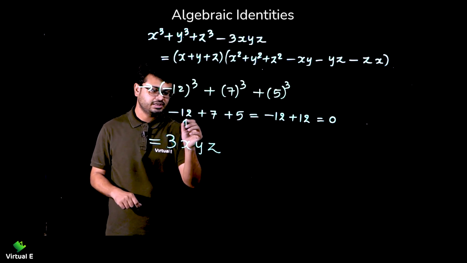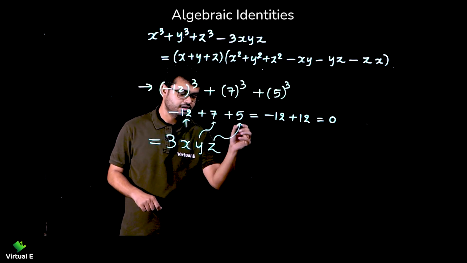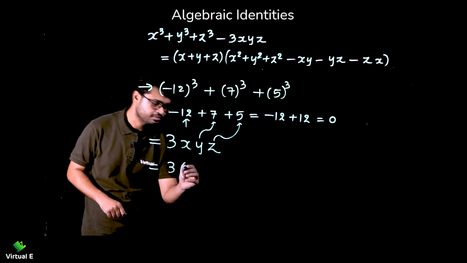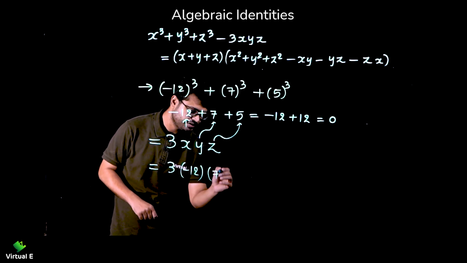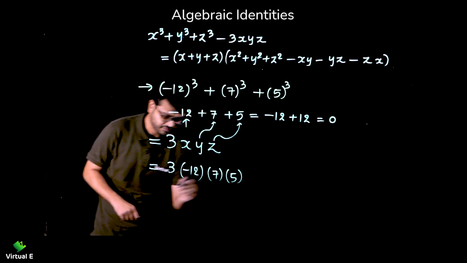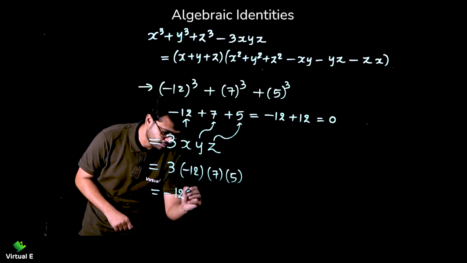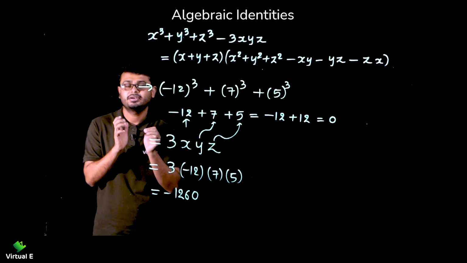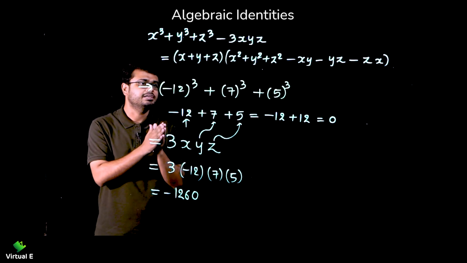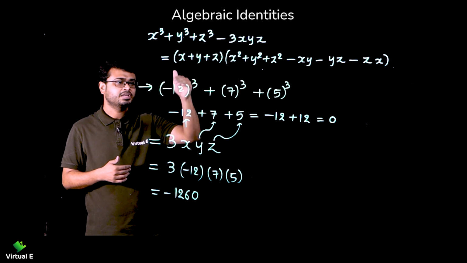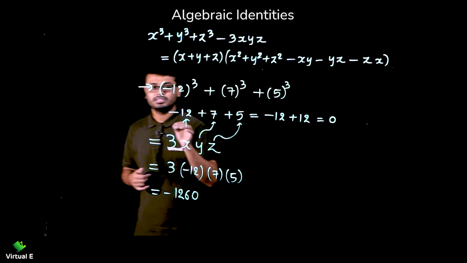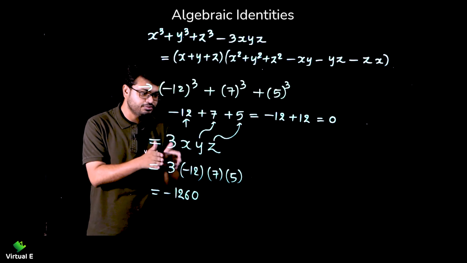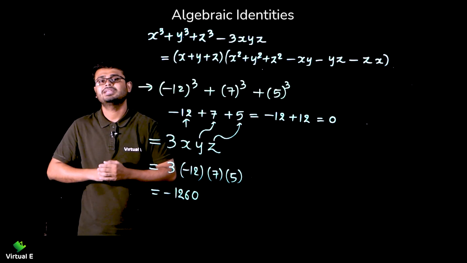Simple. We have x as minus 12, y as 7, and z as 5. So let's substitute. 3 into x is minus 12, y is 7, and z is 5. So if you multiply, you are going to get minus 1260 as the answer, right? Very simple to do. This we need to do without actually multiplying, right? As it is given in the question, we need to use the identity. Actually multiplying means you find the cube of it: cube of 12, cube of 7, cube of 5, then you do addition, subtraction, something like that. No, we need to do without any kind of cube, and we need to do with the help of this 3xyz form. Let's discuss the next question.